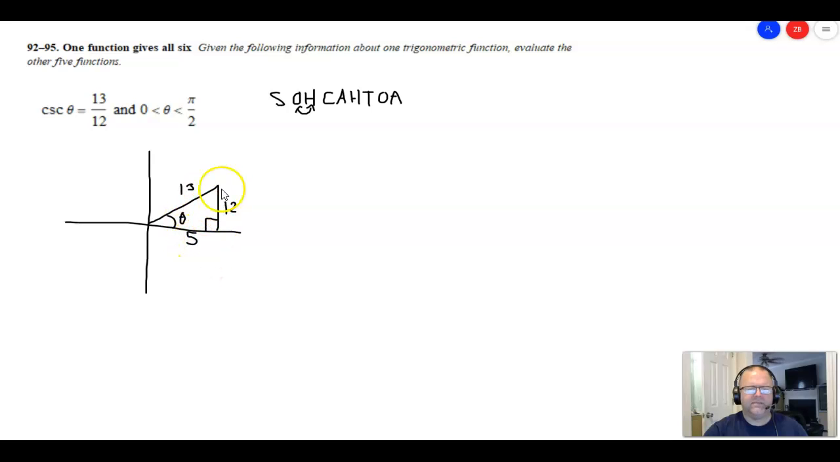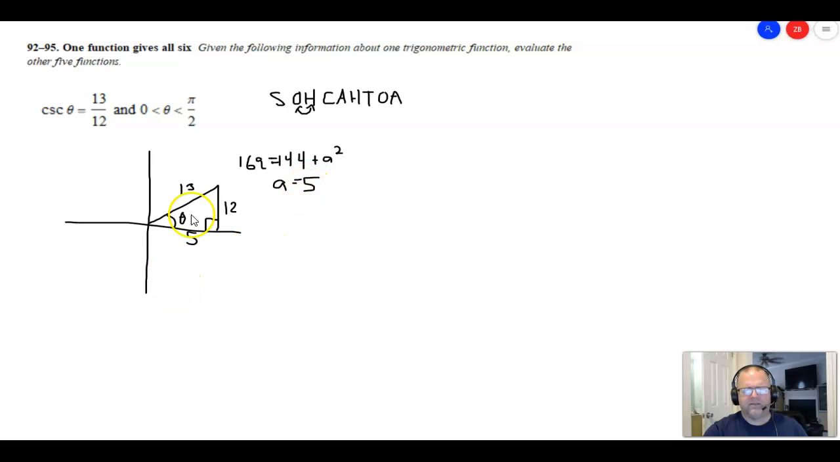But I can also use the Pythagorean theorem to find this missing side, where you have 13 squared, which is 169, is equal to 144 plus the final leg squared, so a squared is equal to 25, and finally a is equal to 5.